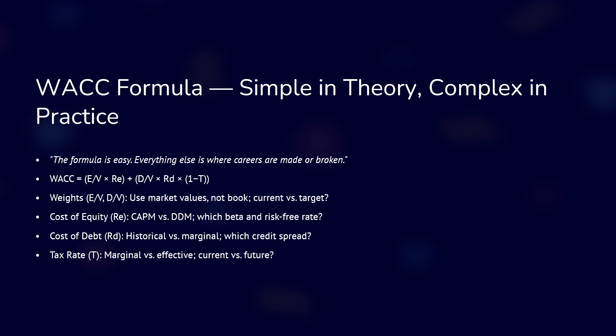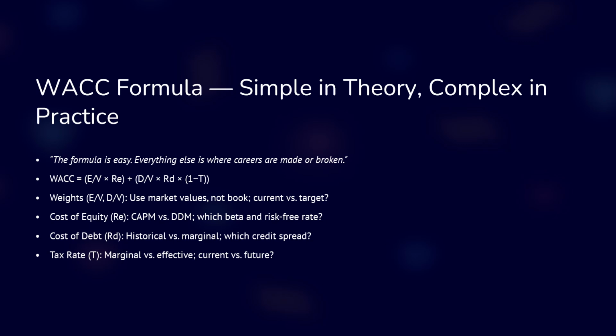Now, the WACC formula looks deceptively simple. It's literally middle school algebra. But each component requires sophisticated judgment, and getting any one of these wrong can destroy your analysis. So let me walk you through what's really happening here. First, I want to talk about the weights, EV and DV. This is where many students make their first big mistake. You have to use market values, not book values.